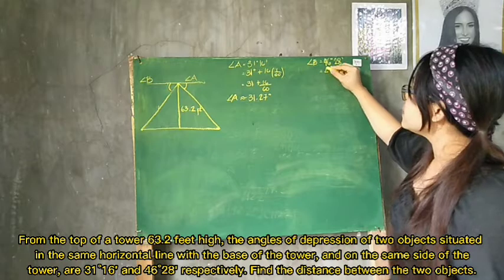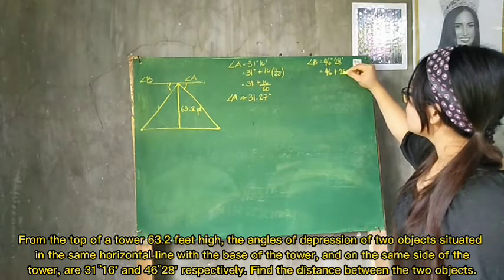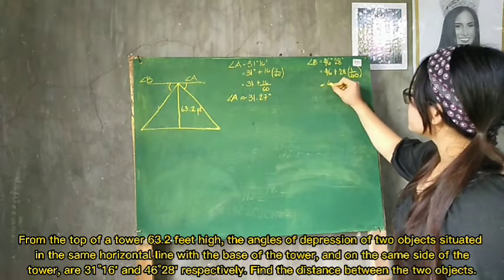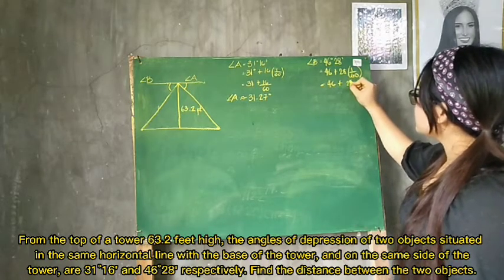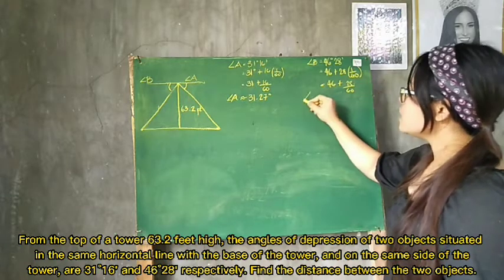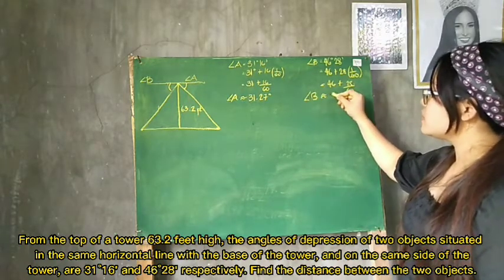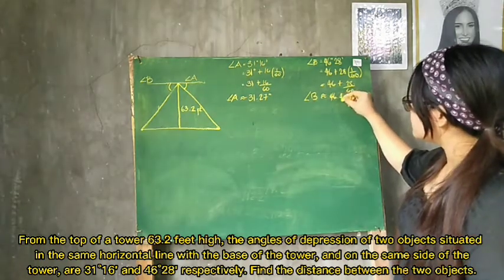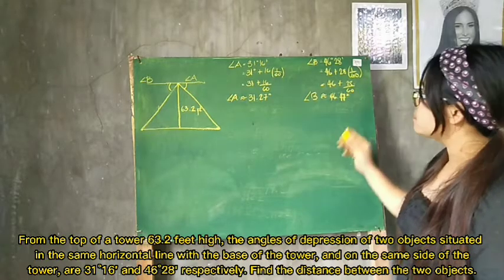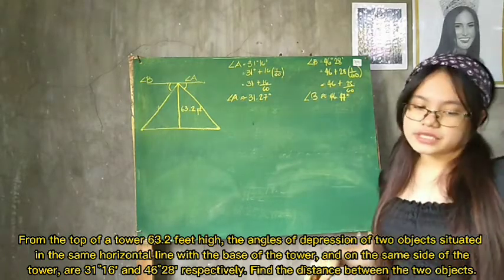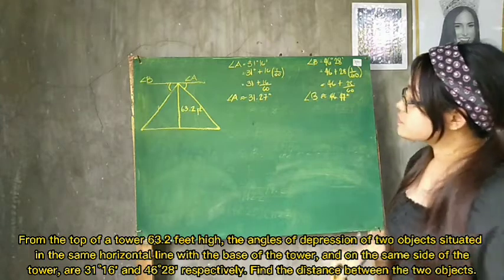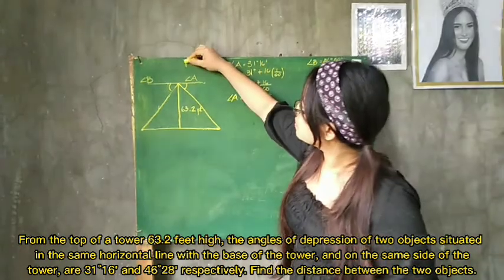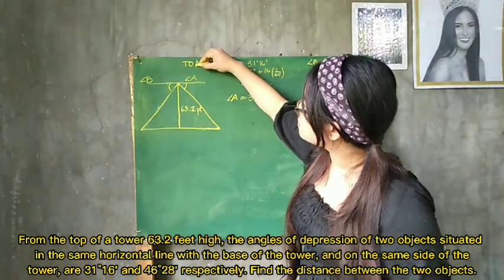Let's change. We have 46 plus 28 times 1 over 60, which is equal to 46 plus 28 over 60. Our angle B is approximately 46.47 degrees. So now, let's find the height or the distance between the two objects.